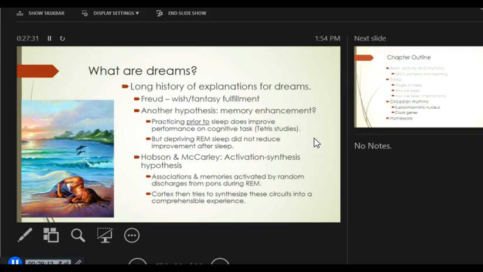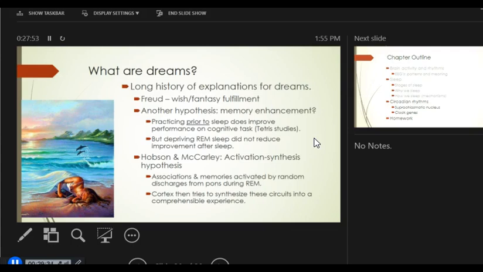There's another hypothesis, and there is some support for this, that dreams might be directly associated somehow with some of the memory consolidation and enhancement stuff that Russell Foster was talking about. So there are these Tetris experiments that I always found interesting, where they would have participants in these experiments practice Tetris.